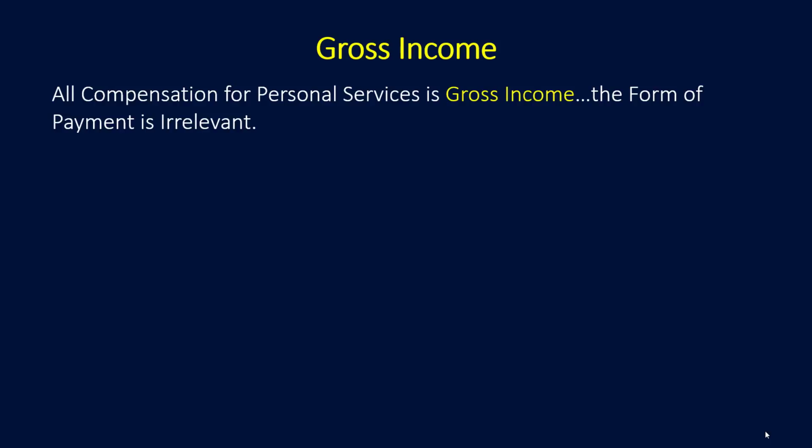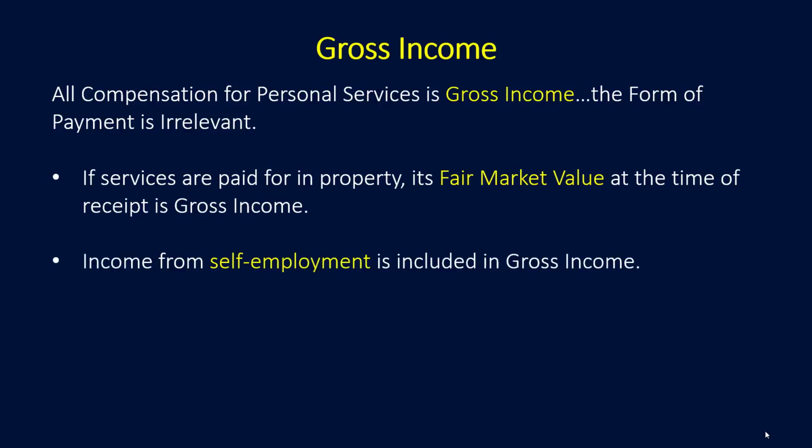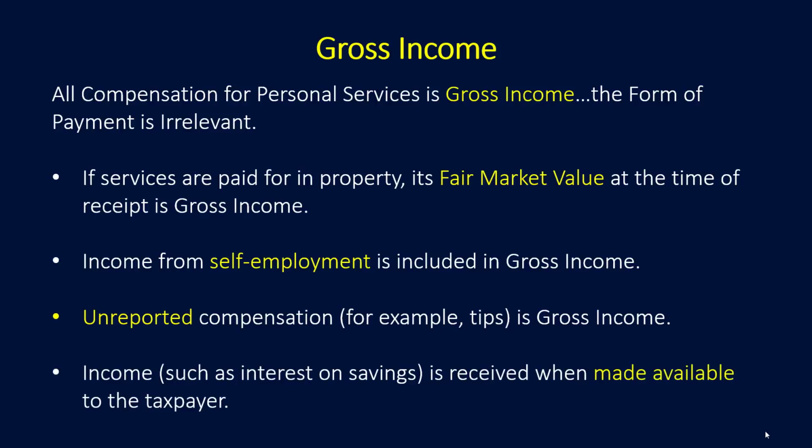Alright, gross income. What's the definition of gross income? Well, all compensation for personal services is considered to be gross income. The form of payment is irrelevant. If services are paid for in property, then the property's fair market value at the time of the receipt is considered to be gross income. Income from self-employment is also included in gross income. Unreported compensation, for example tips, is part of gross income. Income, such as interest on savings, is received when it's made available to the taxpayer.